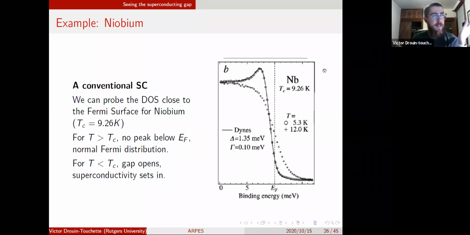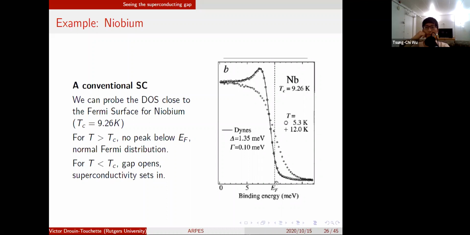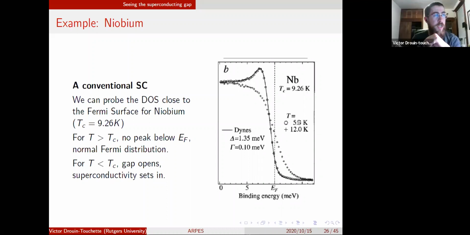Okay, so what happens in the case of niobium, the round things are ARPES data close to the Fermi energy at a temperature below the critical temperature and above the critical temperature. And what you see is that there are definitely states, right? There's definitely a number of states at the Fermi level for the temperature above the superconducting transition. And for below the superconducting transition, there's now a reduction.